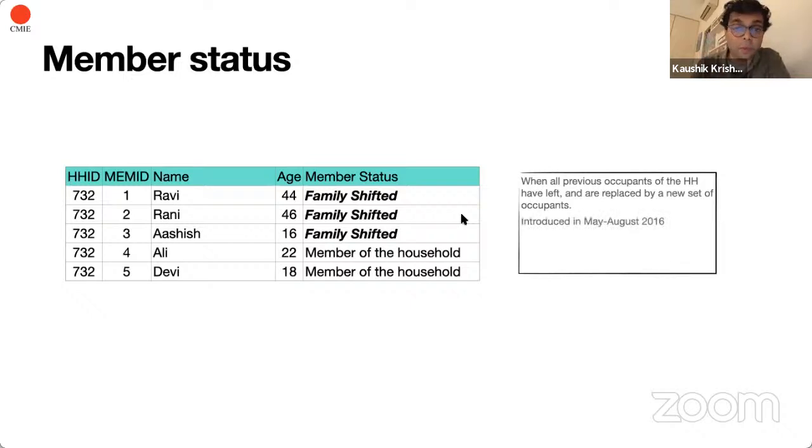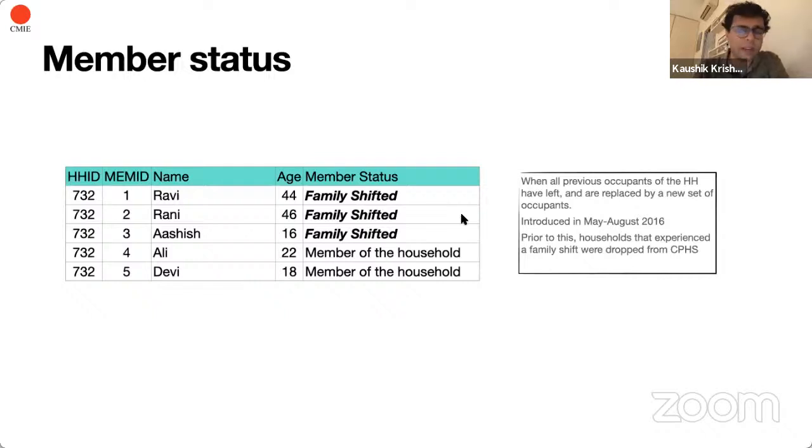This is a concept that we introduced into the survey in May of 2016. Before that, if a household experienced a family shift, we simply dropped that household from the panel. But then we realized, well, we're actually dropping very valuable information. What is better to do is to provide this information to researchers and let them determine whether they want to drop these households from their analysis or to keep these households.